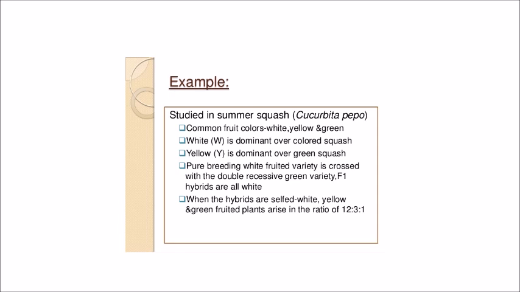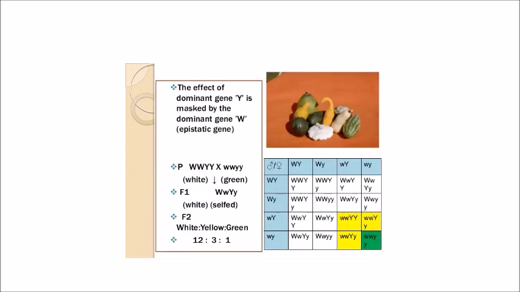It's a classical example of dominant epistasis studied in summer squash, because there are two types of color usually found. W, white, is dominant over colored squash. On the other hand, yellow, capital Y, is dominant over green squash. A pure breeding white fruited variety is crossed with the double recessive green variety. F1 hybrids are all white. Now when the hybrids are self-crossed, white, yellow and green fruit plants arise in the ratio of 12:3:1. Now you can represent it with the help of a Punnett square.